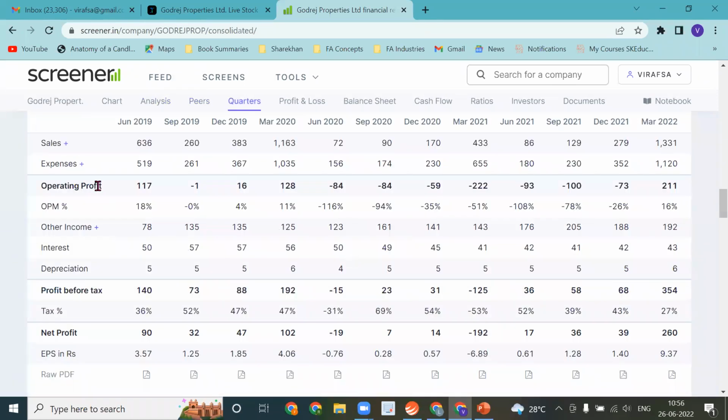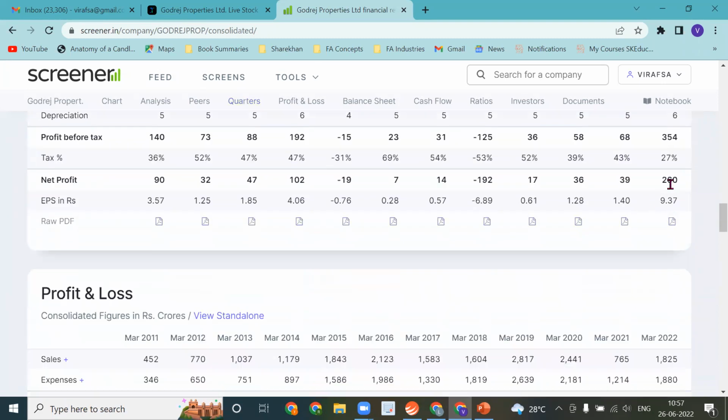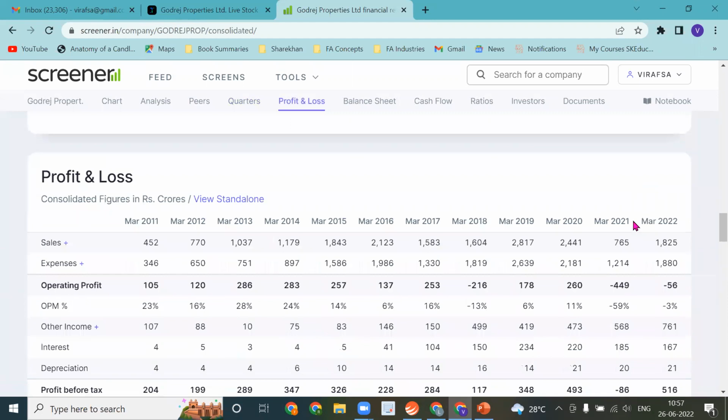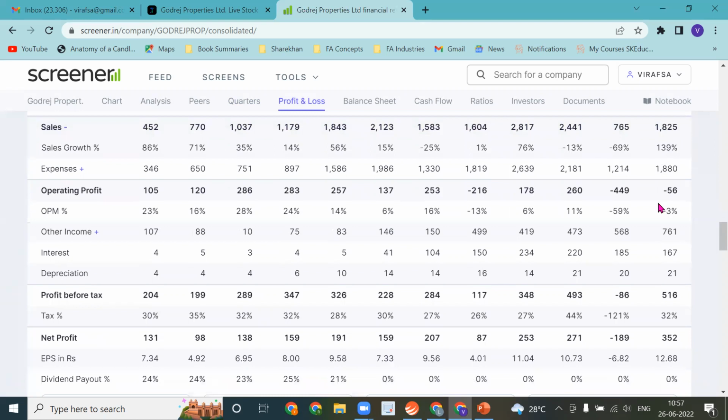Let's see the sales on a quarterly basis. Looking better. Current quarter is better. Profit current quarter is better. December it was negative. September it was negative. Operating margin has improved. It is positive now. Net profit has increased. That's positive. So the company is actually improving basically, if you see. Here it was negative, March 20 and March 21. Now it is improving. We are looking at Godrej Properties.